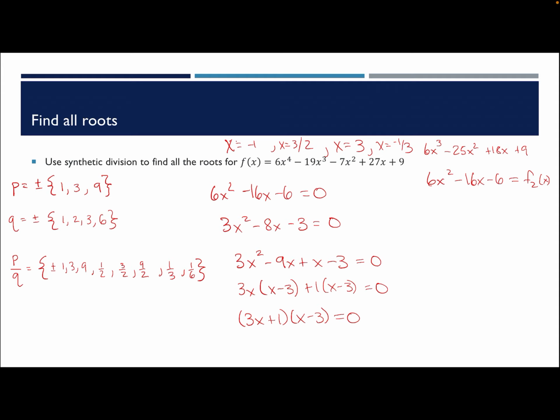All right, so that's going to conclude our video on synthetic division to find roots for an equation. Next video we're going to cover is factoring.